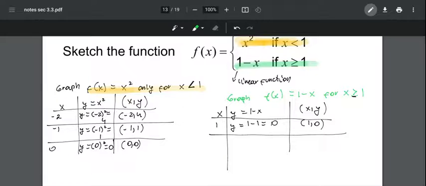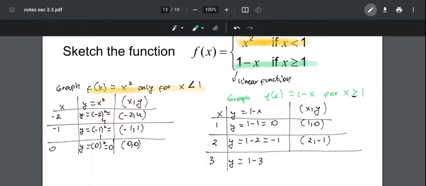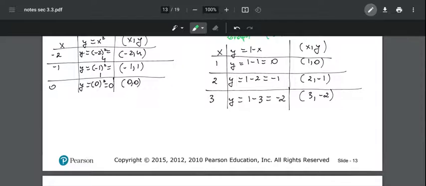Then I'm going to select any x greater than or equal to 1. So let's select x equal 2. So we have y equal 1 minus 2, which is negative 1. We have the point 2 comma negative 1. And one more. Let's pick x equal 3. So y will be equal to 1 minus 3, and this is negative 2. So 3 comma negative 2. Okay. So we're going to graph. The second piece is going to be graphed in green. The first piece is going to be graphed in yellow. So let me go to the next page.